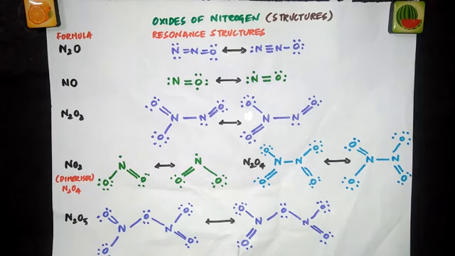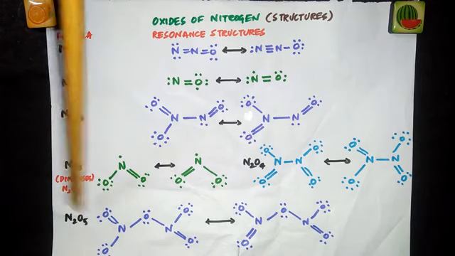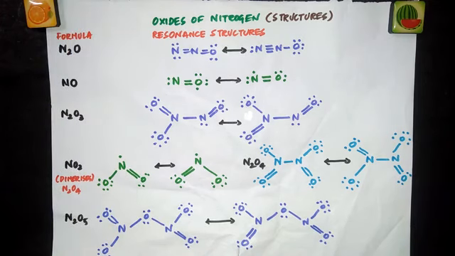We have seen already nitrogen forms a number of oxides in which the oxidation state varies from +1 to +5. So now we will see the name, formula and the structures of these oxides. These are the list of oxides nitrogen forms with oxygen: N2O, NO, N2O3, NO2 and N2O5.